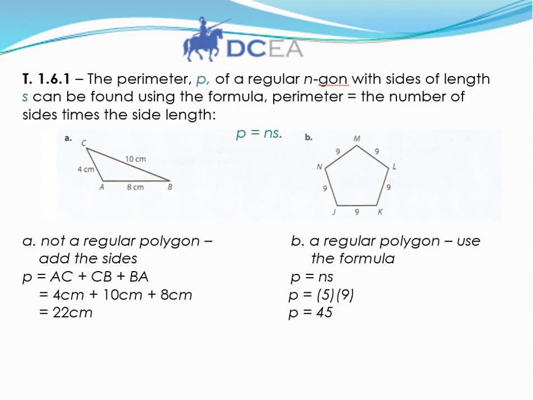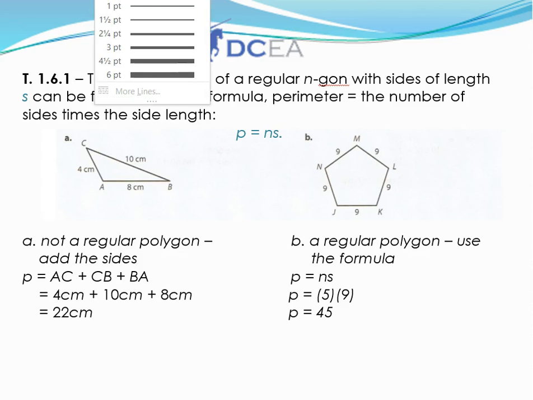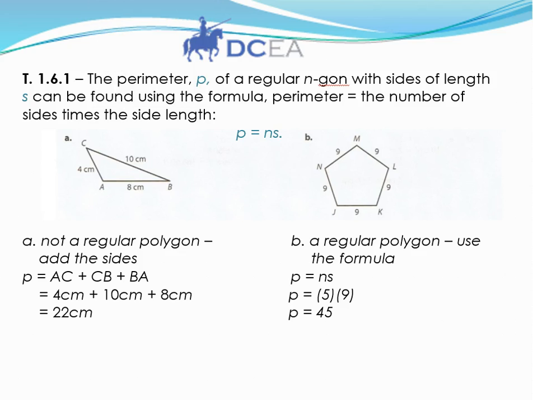This leads us to the theorem for perimeter of an n-gon. The perimeter P of a regular n-gon with the sides of length S can be found using the formula perimeter equals the number of sides times the side length. Or to shorten that, P equals NS.